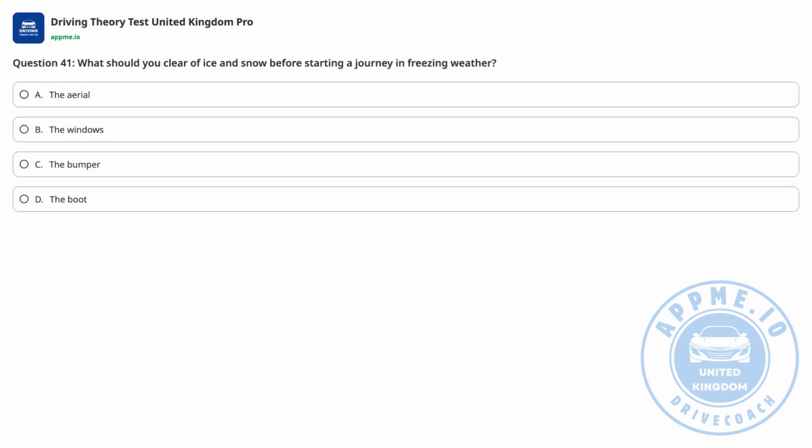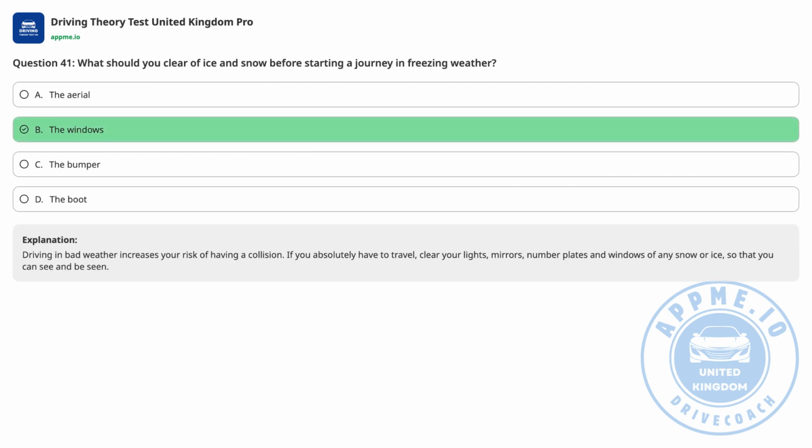Question 41. What should you clear of ice and snow before starting a journey in freezing weather? A. The aerial. B. The windows. C. The bumper. D. The boot. The correct answer is B.